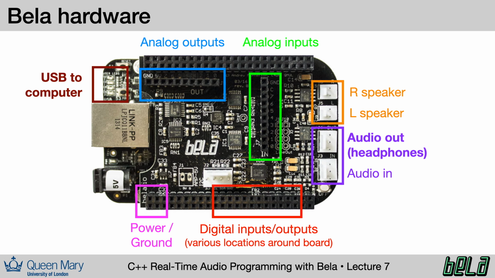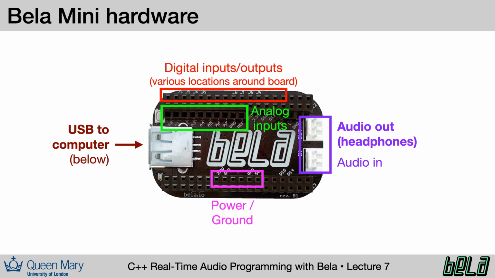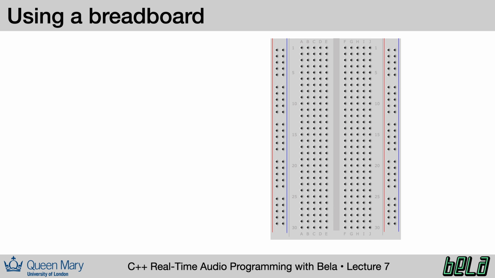To begin, let's review the capabilities of the Bela and Bela mini systems. Bela provides stereo audio input and output, and 8 channels each of 16-bit analog input and analog output. Additionally, Bela provides 16 digital I/Os, which is what we'll be focusing on in this lecture. Bela Mini provides a similar set of capabilities, though without the 16-bit analog outputs. You can use either a Bela or a Bela Mini for this lecture.